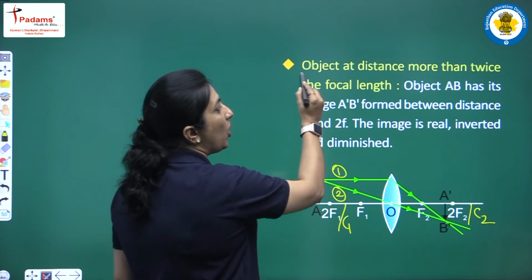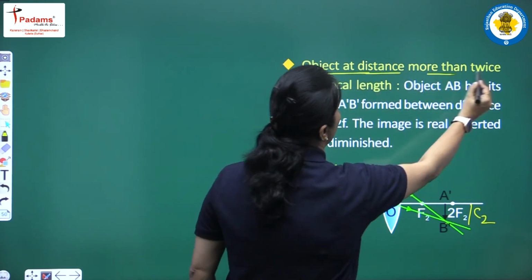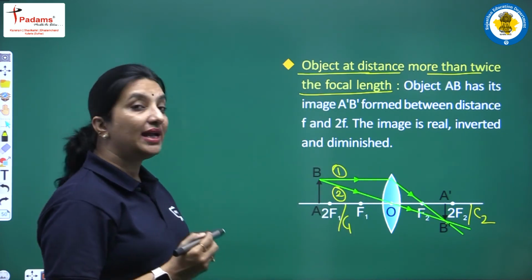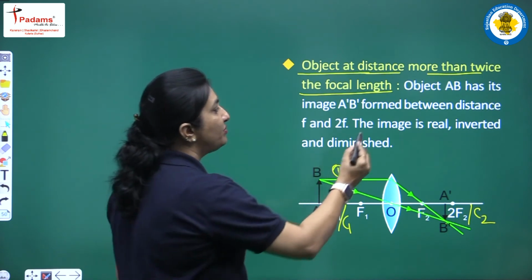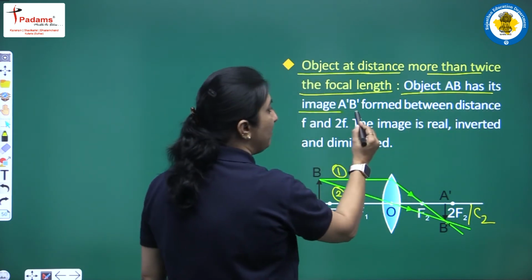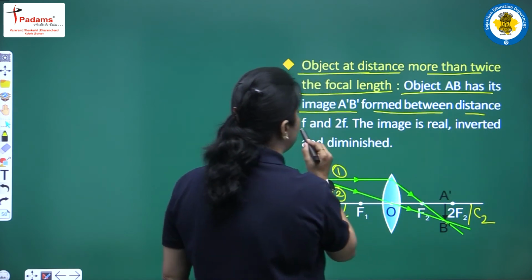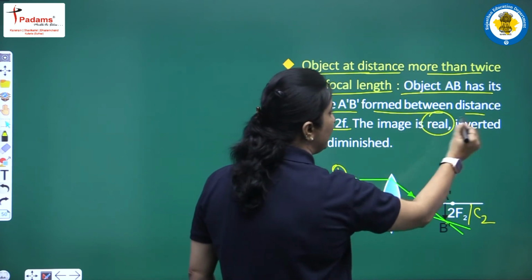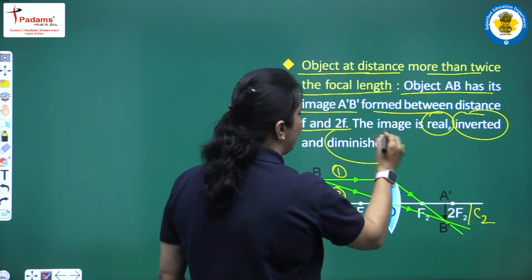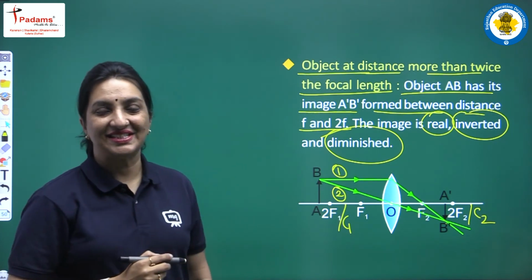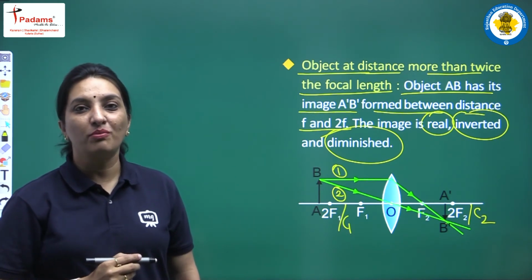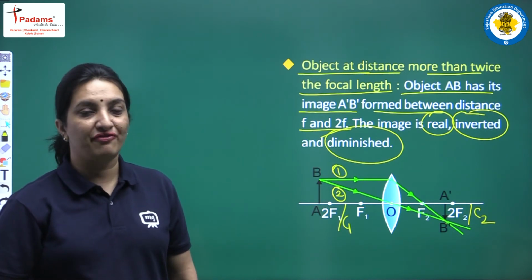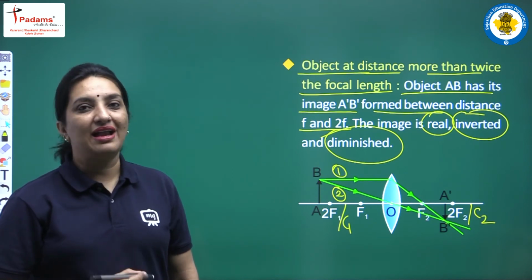So let's see, when the object is placed at a distance more than twice the focal length, the object AB has its image A dash B dash formed between the distance F and 2F. The image is real, inverted and diminished in size. So this is how the image is formed when the object is placed beyond C1, or we can say beyond 2F1, or we can say between infinity and 2F1.